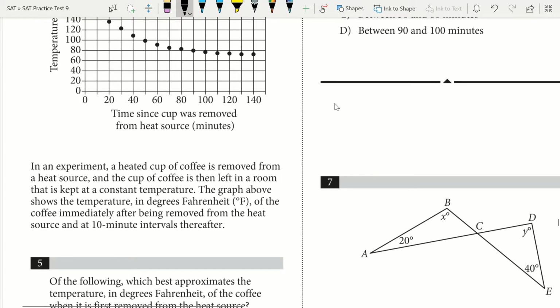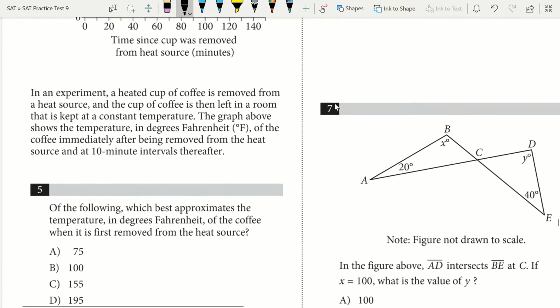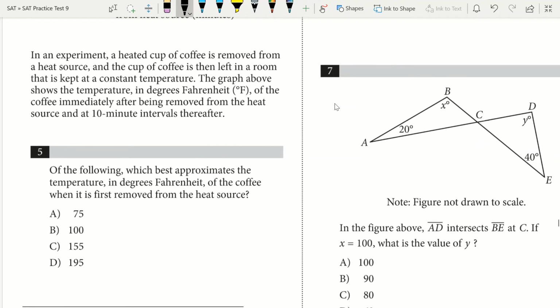All right, question 5 and 6. In an experiment, a heated cup of coffee is removed from a heat source, and the cup of coffee is then left in a room that is kept at a constant temperature. The graph shows the temperature in degrees Fahrenheit of the coffee immediately after being removed from the heat source and at 10-minute intervals thereafter. Of the following, which best approximates the temperature in degrees Fahrenheit of the coffee when it's first removed from the heat source?